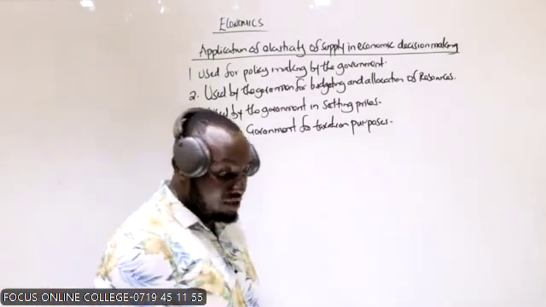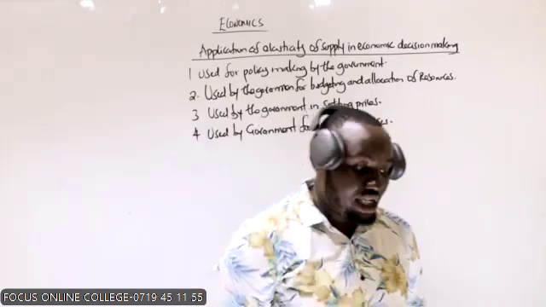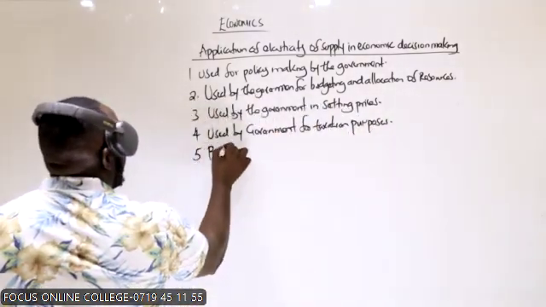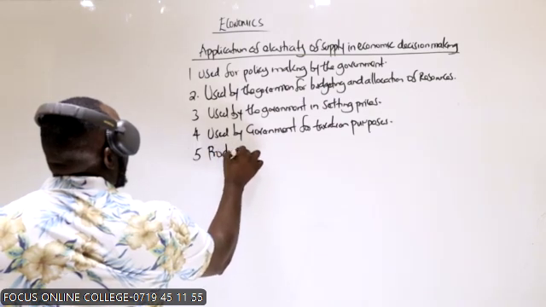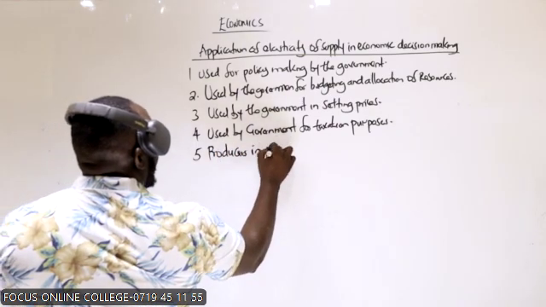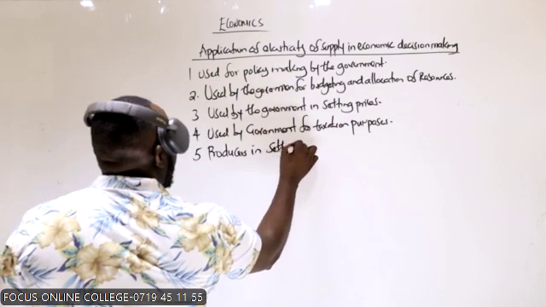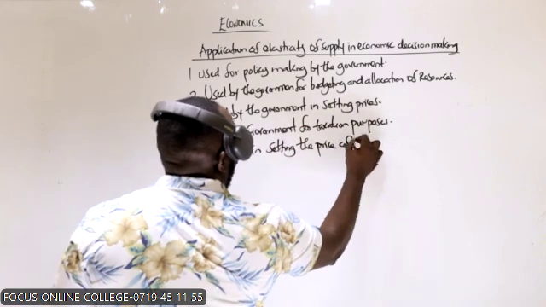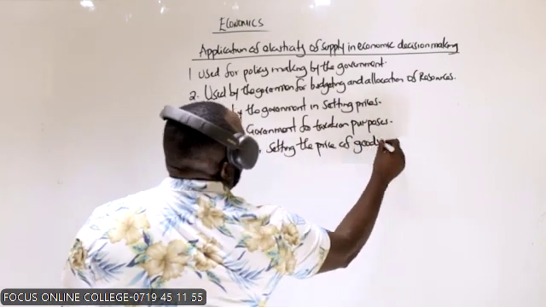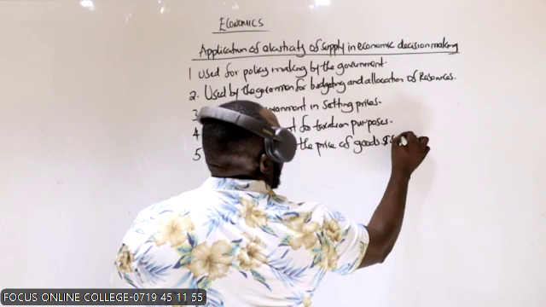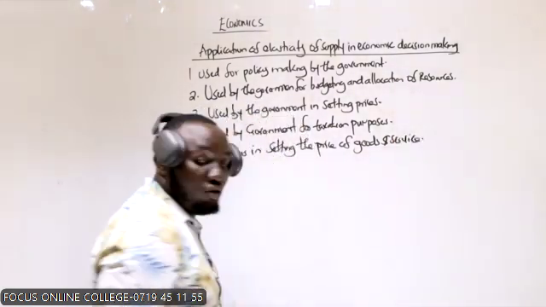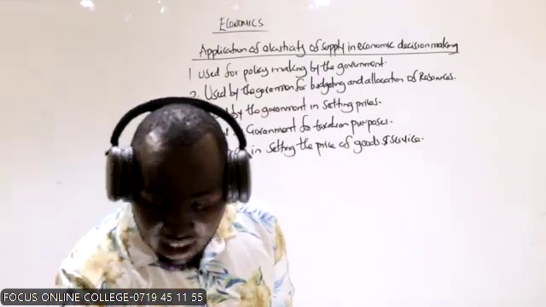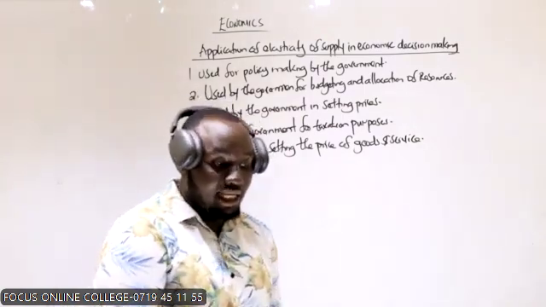And producers, we know that producers use it in setting the prices of goods and services. So this is the application of elasticity of supply. We respond with a yes if that is clear.